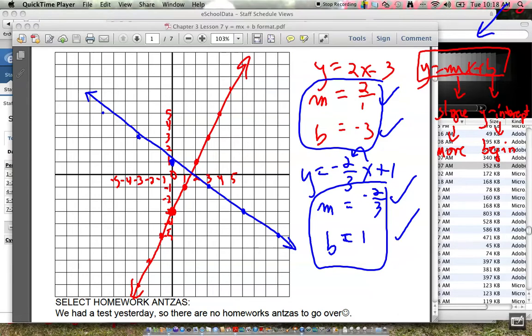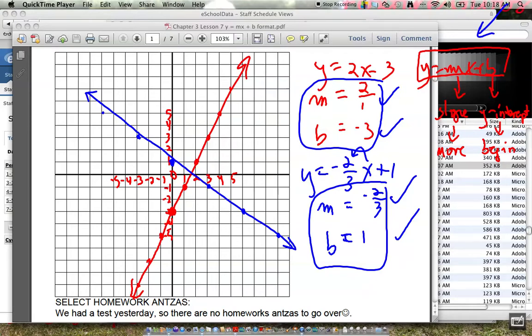All you need to be able to do is say, hey, that's what M is, that's what B is. B means where I begin on the y-axis. M means how I move. Up, down, left, or, well, in this case, only right. Up or down, and then to the right. We always move left to right with slope.